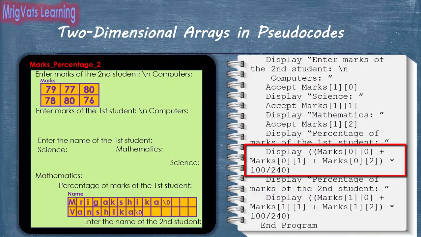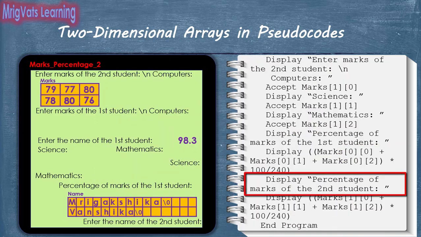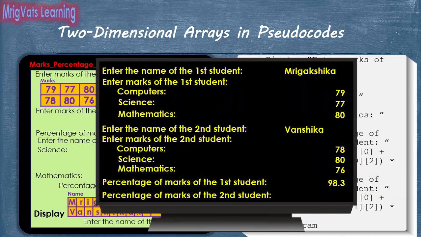When the next display statement is run, the program calculates the percentage of marks by adding the values of the three elements of first rows of the marks array, multiplying by 100 and then dividing the result by 240 in the memory allocated for the program. The display statement takes the final result as an input and displays it on the virtual display board. When the next display statement is run, the program writes the percentage of marks scored by the second student text in the memory allocated for the program. The display statement takes the text as an input and displays it on the virtual display board.